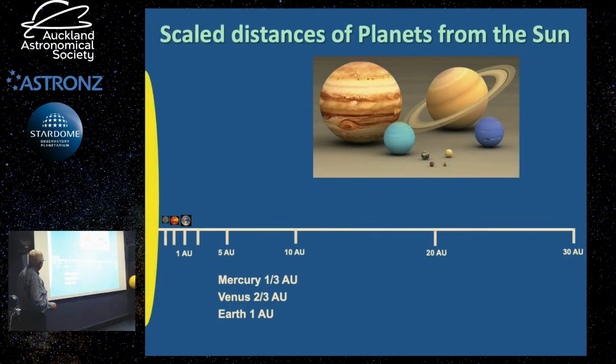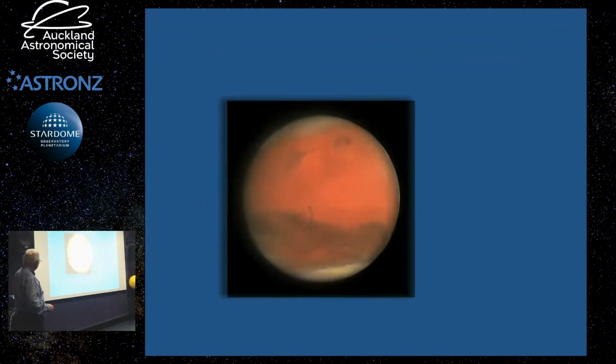So let's put Earth there. Let's move on to Mars now. Mars is at 1.5 astronomical units out, so half as much again. So let's have a look at Mars.